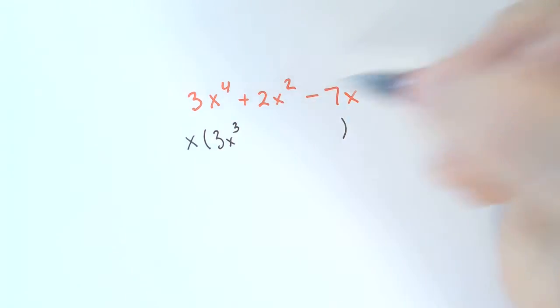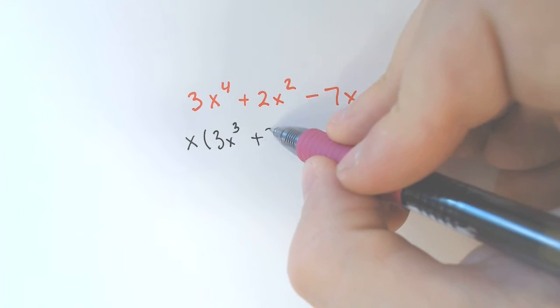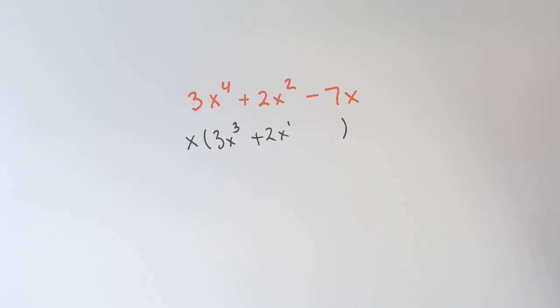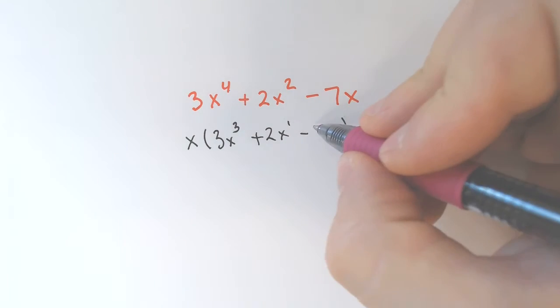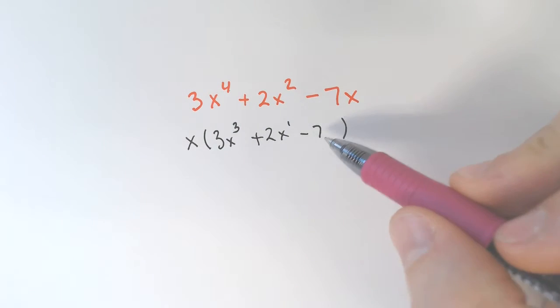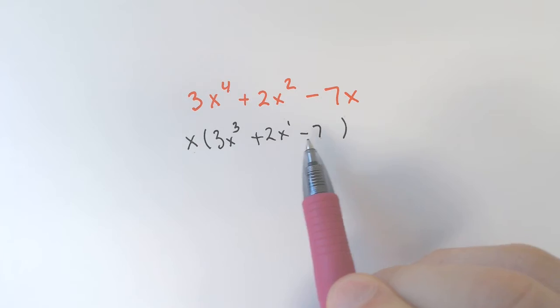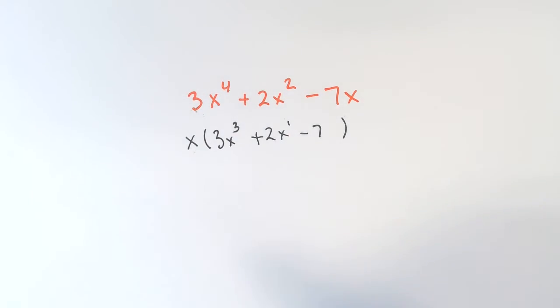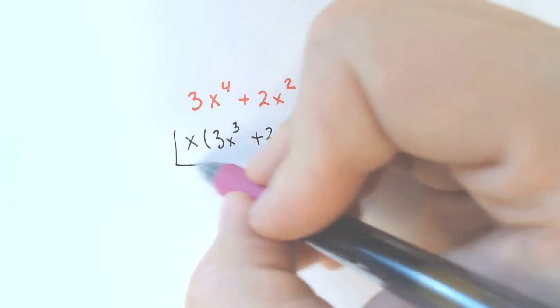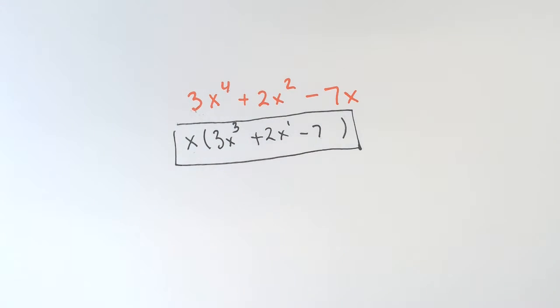If we started with 4, we're down to 3. If we started with 2, we're down to 1. You don't need to write the 1 for your exponent. And if it only had 1 to begin with, it's going to disappear. And the idea is, if you distributed this x back out, it would end up being the exact same thing we had before. And we're done with that one as well.